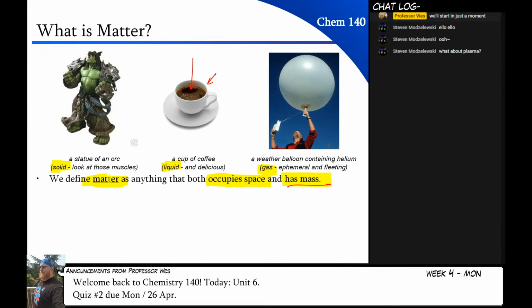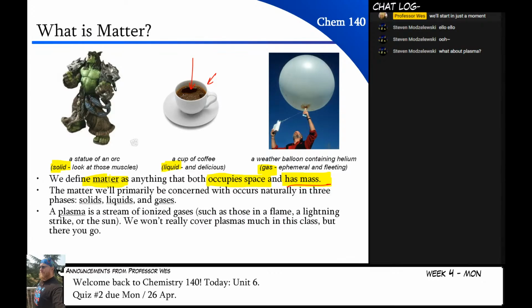There are interesting things that you can do with plasma for sure, and you can safely make it in the microwave, but we're not going to cover it in a lot of detail. In fact, I think I mentioned that. Yeah, here it is. A plasma is a stream of ionized gas. We're not going to cover it any more than that.